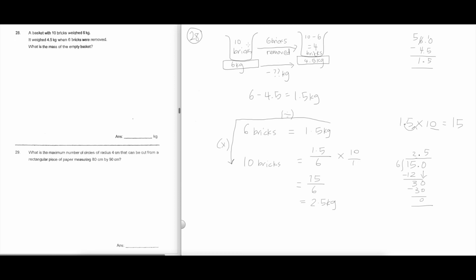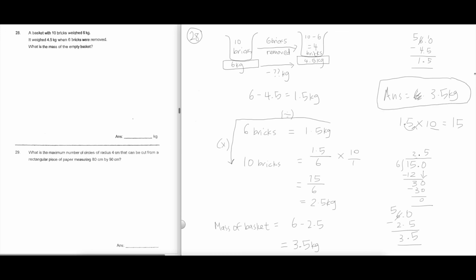Okay, so the bricks inside is 2.5 kg, but the total mass is 6 kg. So the mass of basket is 6 minus 2.5. Got it? So let's do it together. 6 is 6.0. 5, 3. My answer is 3.5 kg. Alright, so answer 3.5 kg. Got it?